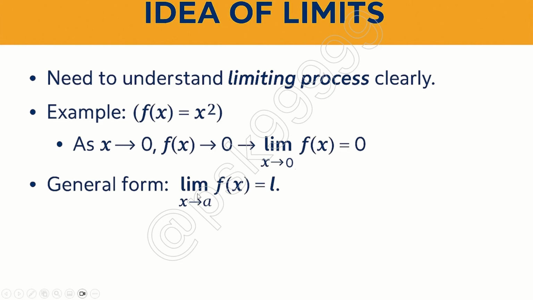The notation x arrow a always means x tends to a, but its meaning is that x is getting close to a, not equal to a, but close to a, either a minus, a little less than a, or a plus, a little more than a.